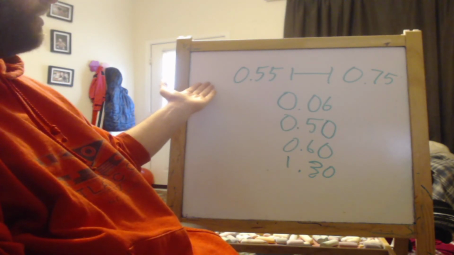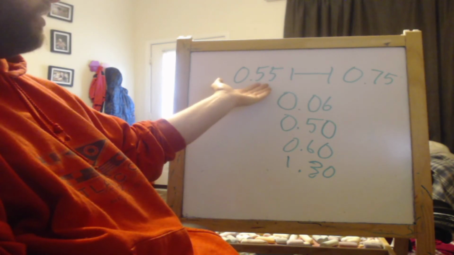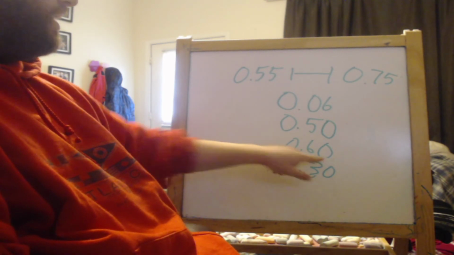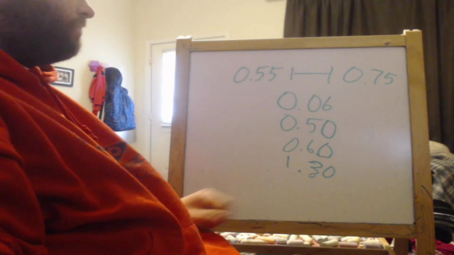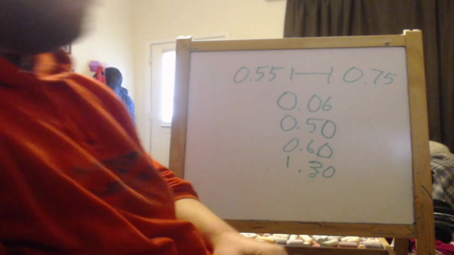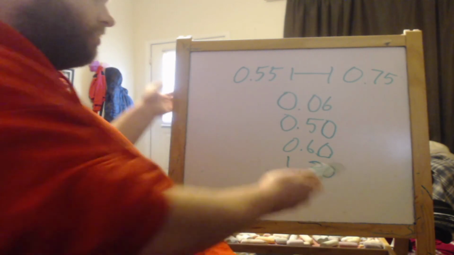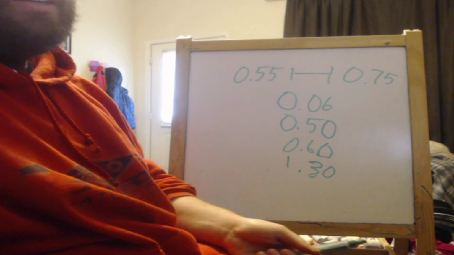Obviously 50 is less than 55 hundredths, right? 60 hundredths or 6 tenths would be right in the middle. 1.3 is obviously way more. So the only answer basically is C. That can be right.